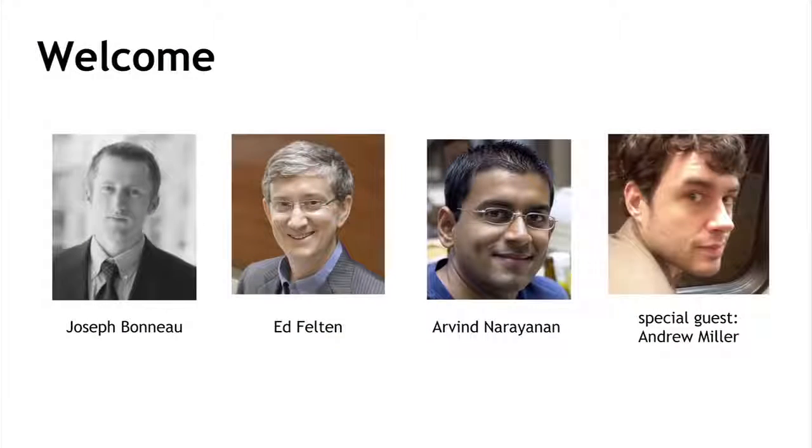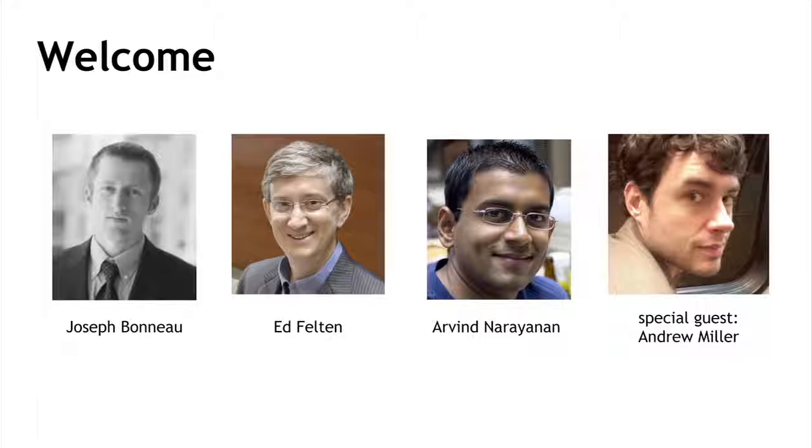The first lecturer is Joseph Bonneau. He's a postdoctoral researcher in computer science at Princeton University. The second lecturer is me, Ed Felten. I'm a professor at Princeton in computer science and in the Woodrow Wilson School. The third lecturer is Arvind Narayanan. He's a computer science professor at Princeton. And fourth, our special guest lecturer is Andrew Miller. He's a PhD student in computer science at the University of Maryland.